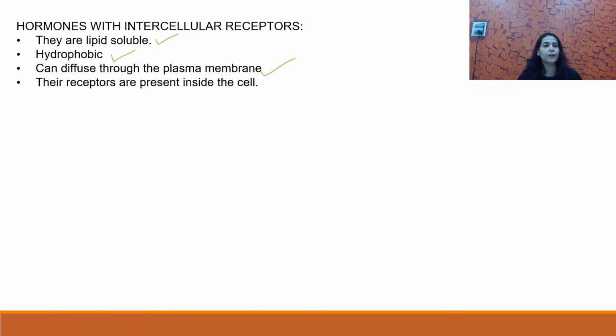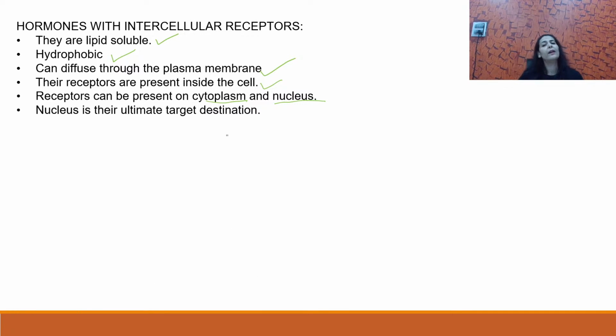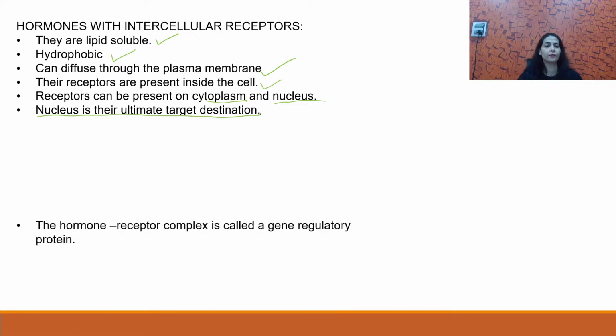Their receptor is present inside the cell. Their receptor can be present in the cytoplasm or the nucleus. So the receptor can be present anywhere in the cytoplasm or could be present in the nucleus. Can you imagine what kind of change they are going to bring about? Nucleus is their ultimate target destination.